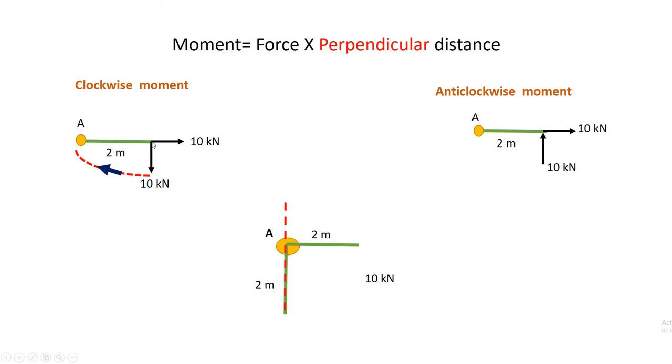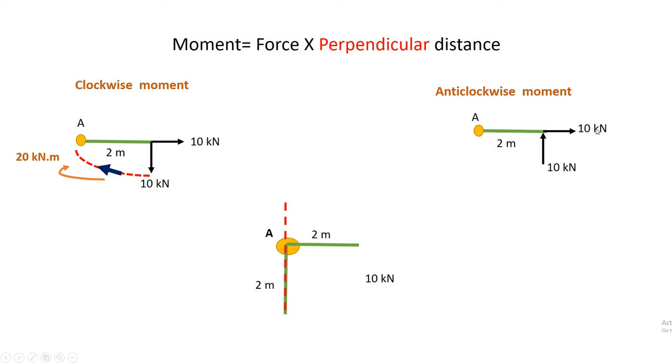Now, for this force, go from the end towards the arrow direction and it will move this way by the shortest path, right? So what about the moment? Moment is clockwise in nature. And what about the magnitude? Magnitude is 20 kilonewton into meter, 10 into 2, and nature is clockwise. So this moment is clockwise moment.